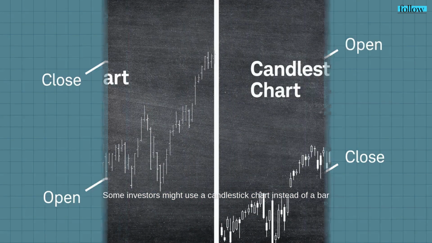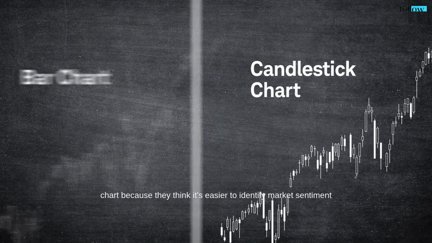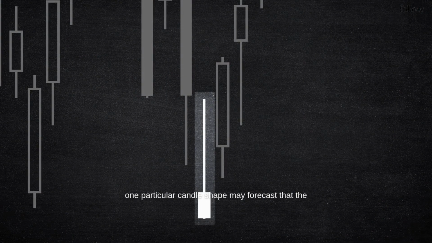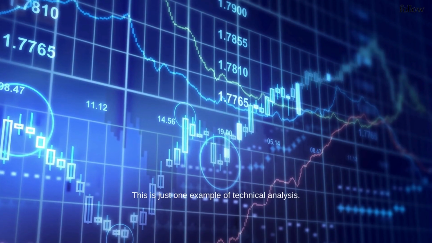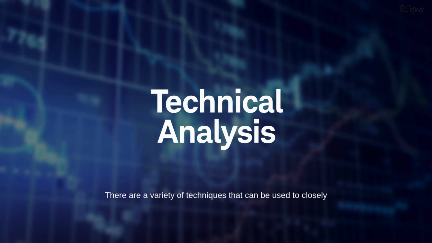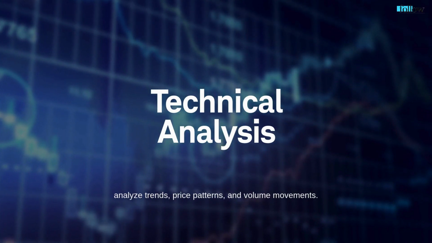Some investors might use a candlestick chart instead of a bar chart because they think it's easier to identify market sentiment and patterns. These patterns attempt to predict how the market will move in the future. For example, one particular candle shape may forecast that the market is due for an upswing. This is just one example of technical analysis. There are a variety of techniques that can be used to closely analyze trends, price patterns, and volume movements.